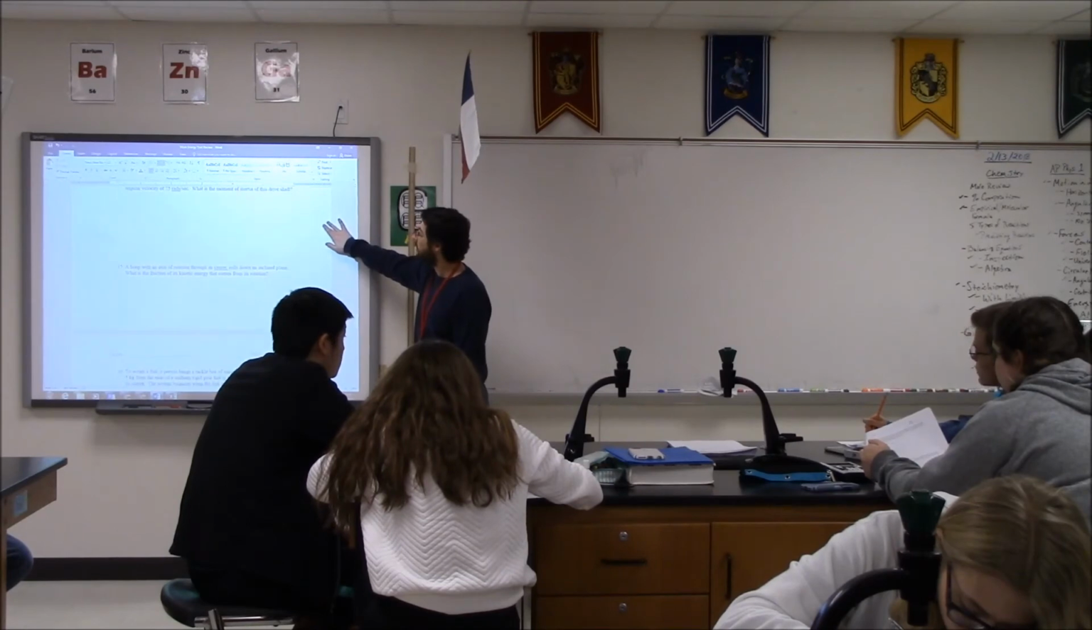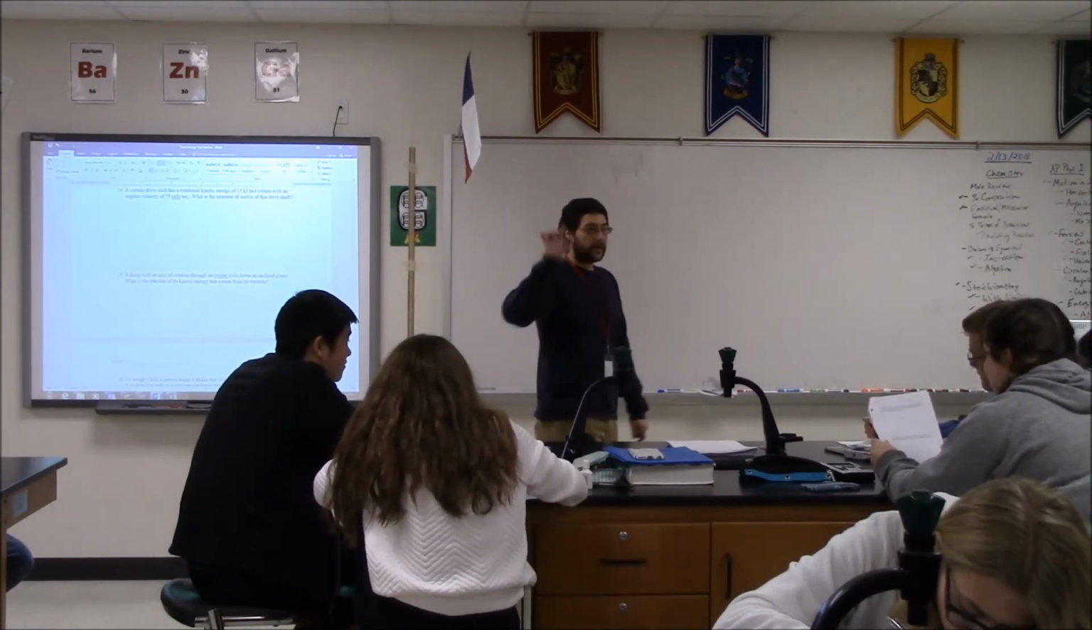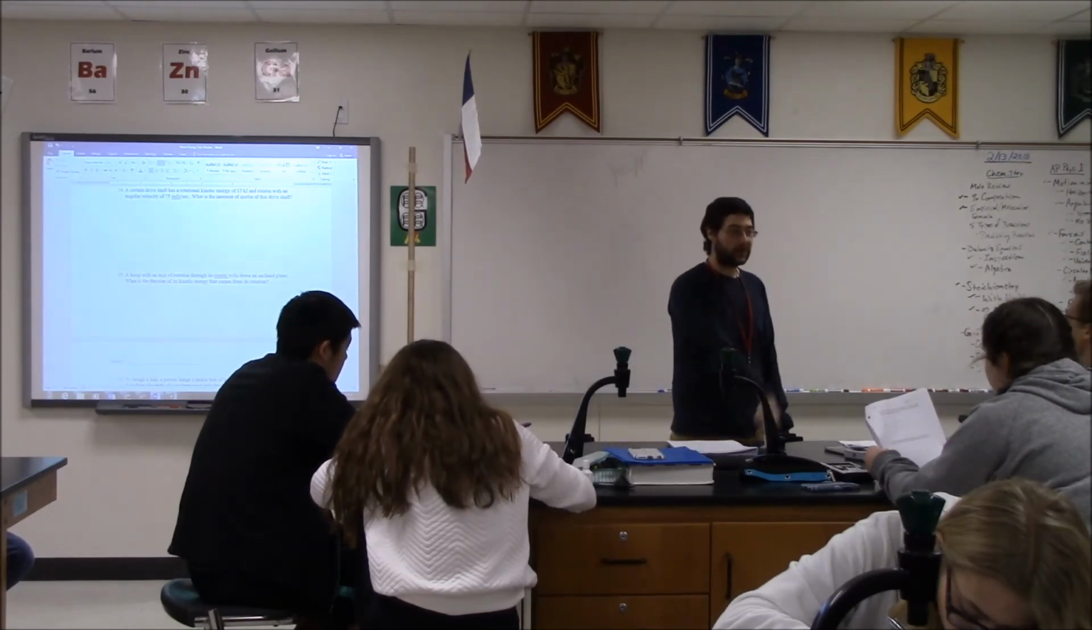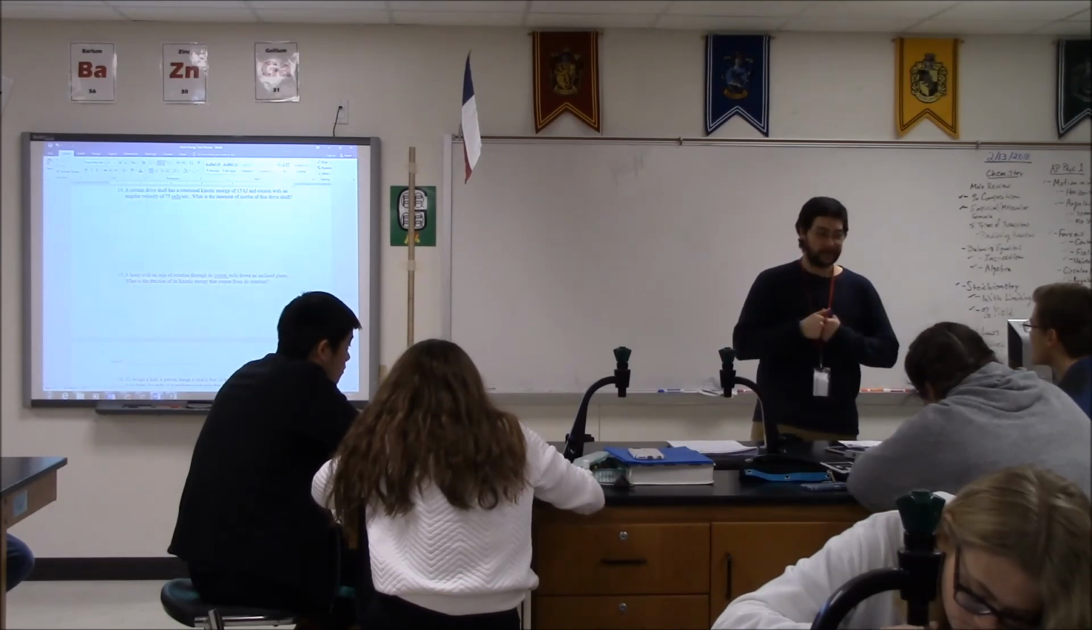Is moment of inertia a negative number? M r squared. What's the unit for m? Kilogram. What's the unit for r squared? Meters squared. So what's the unit for moment of inertia? Kilogram meters squared. There you go.